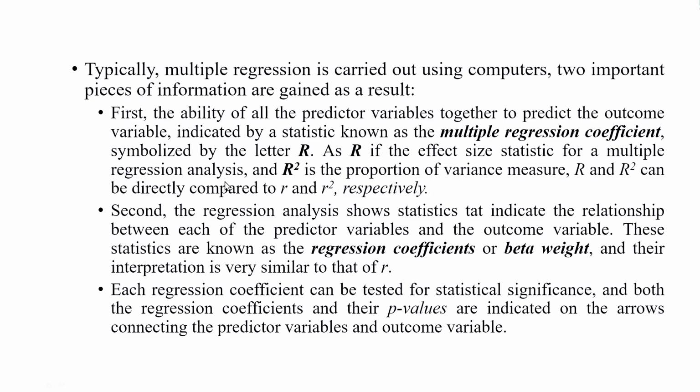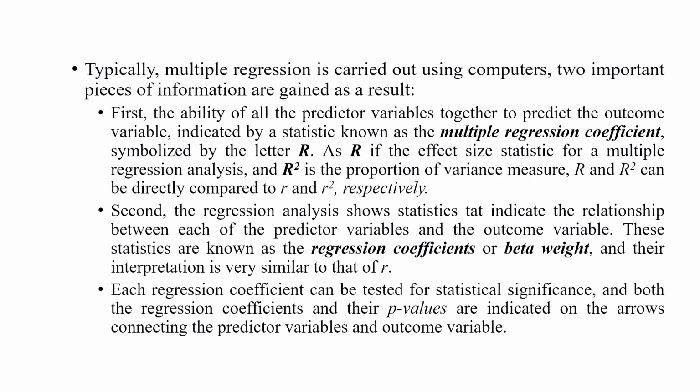So, there is the R square. R square is the proportion of variance measure, and both can be directly compared to r and r square, because broadly these are just correlations. Second is that the regression analysis may show statistics that indicate the relationship between each of the predictors as well. So, that is why in the correlation matrix you can also write down correlation values between variable A, B and C also. These are called regression coefficients or beta weights.